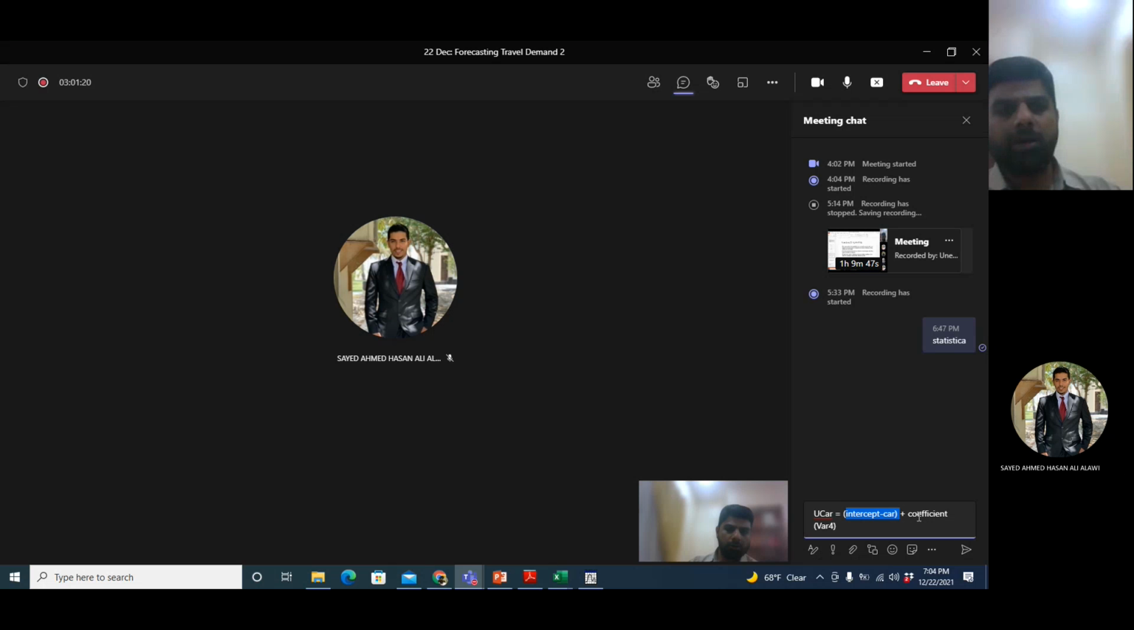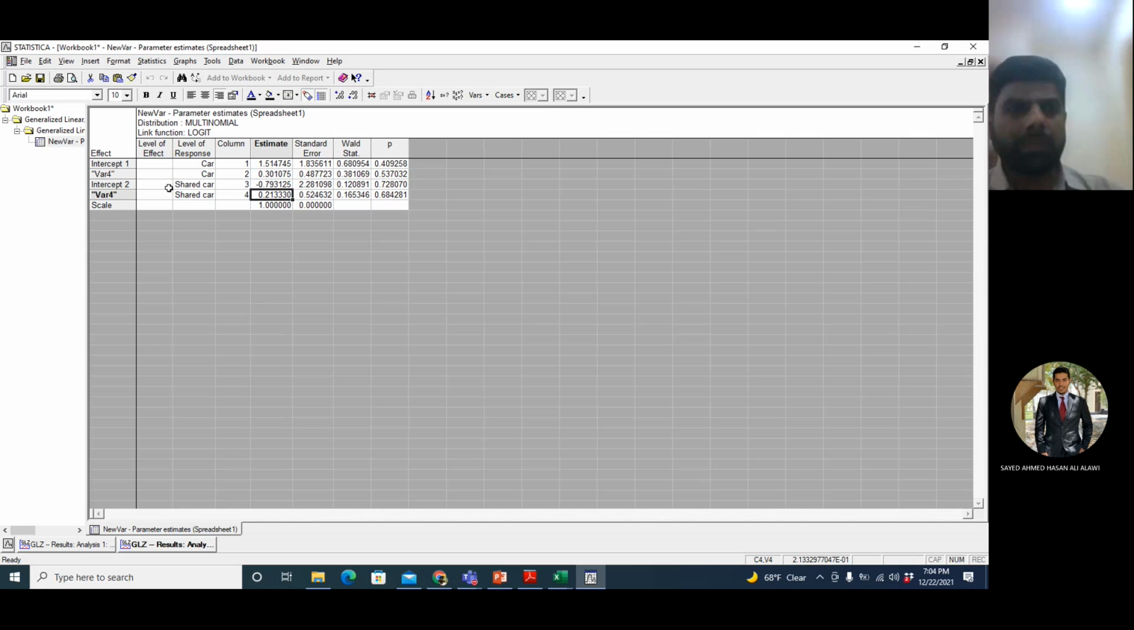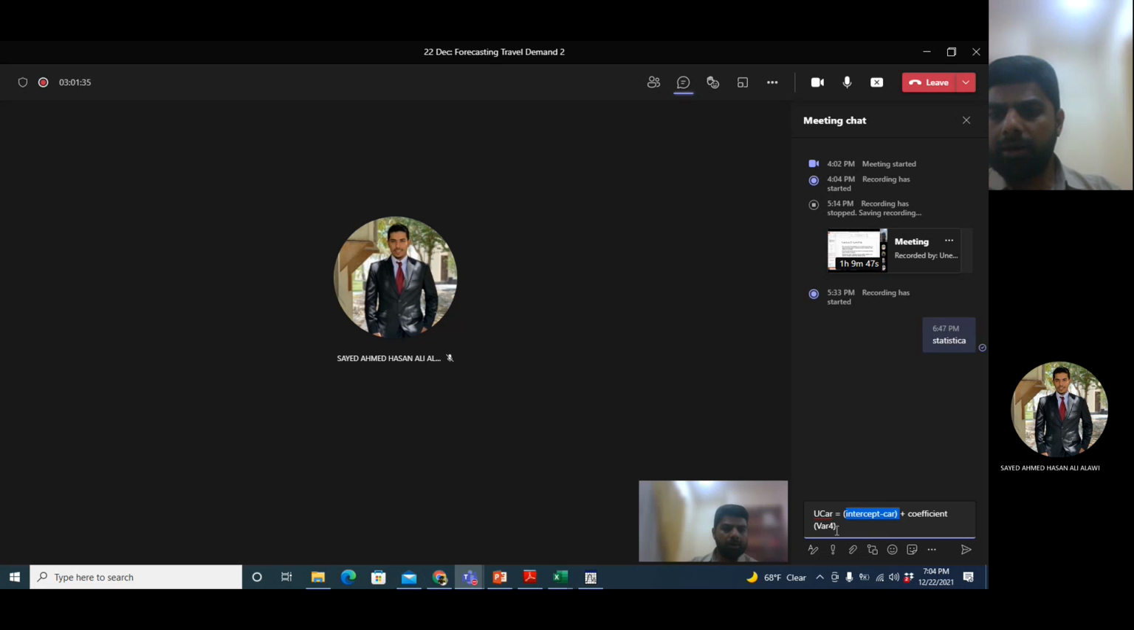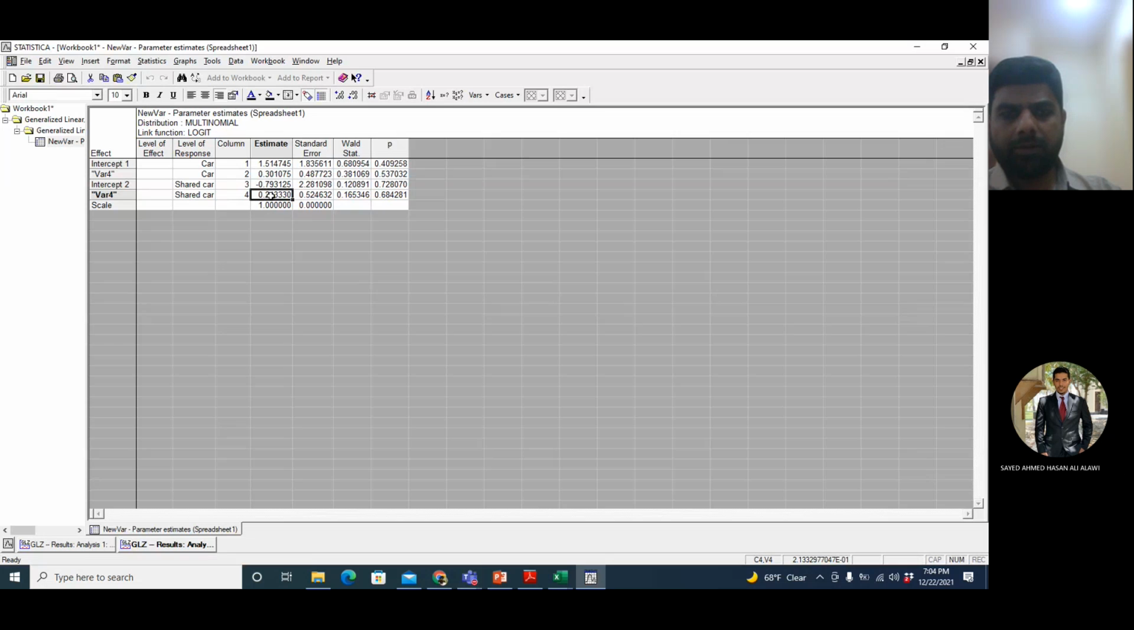Step 2 is for shared car. In your case it can be other or autonomous vehicle. Okay, and variable 4 is the coefficient. So if you want the utility for shared car, you take the same thing. Now the intercept should be for shared car as well, and the coefficient should be for shared car as well. The coefficient of variable 4 should be this one as well.